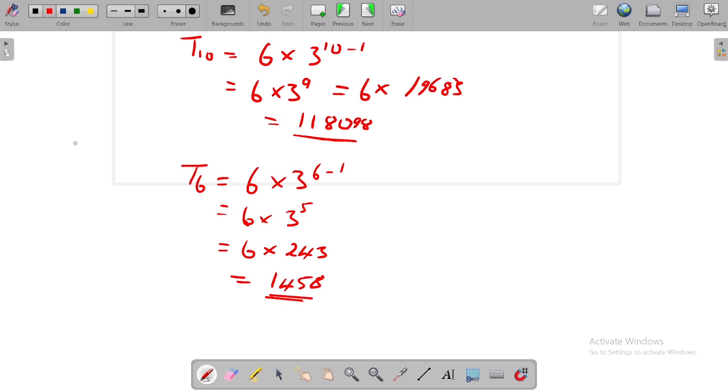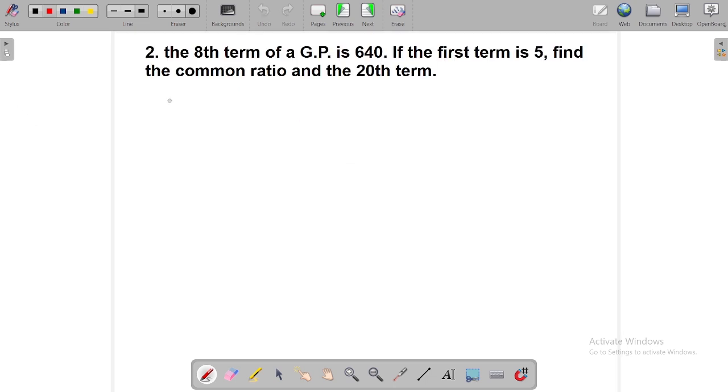Okay, let's quickly go into another problem. Let's say we have this problem as the second one. They said the 8th term of a GP is 640. If the first term is 5, find the common ratio and the 20th term. Let's solve. Solution. They said the 8th term, which is T8, is 640. And remember, the 8th term should be, according to the formula, A times R to power 8 minus 1, which is 7. And they said this is 640.